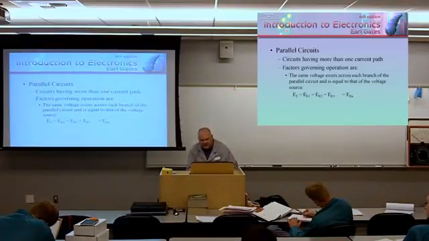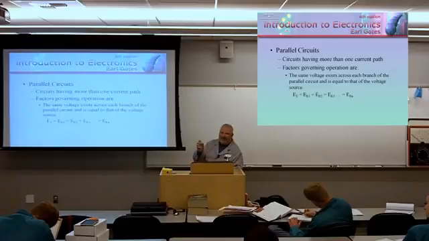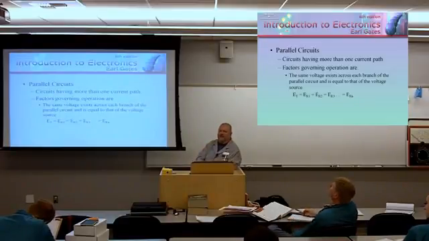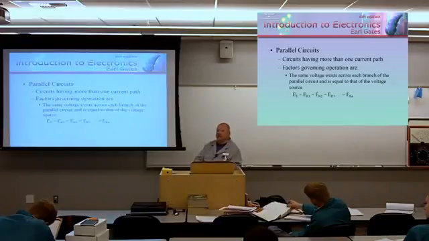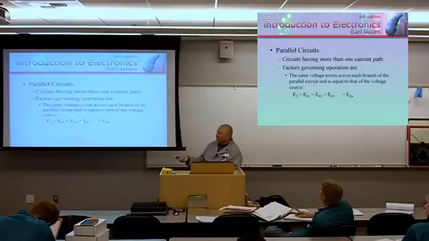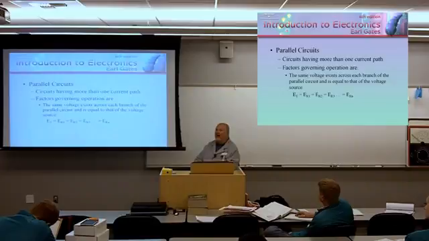Factors governing the operation of a parallel circuit: the same voltage. Not an equivalent voltage, the same voltage exists across each branch of the parallel circuit and is equal to that of the voltage source. So literally, this is what we're up against. Total voltage is equal to voltage across component 1. It's equal to voltage across component 2. It's equal to voltage across component 3. It's not only mathematically equal to, it's the same pressure. I'll show you in the schematic. Same pressure. And that, in and of itself, will help you solve problems.